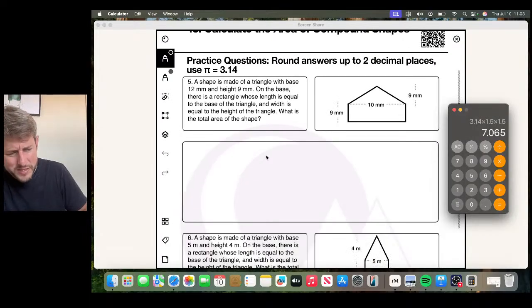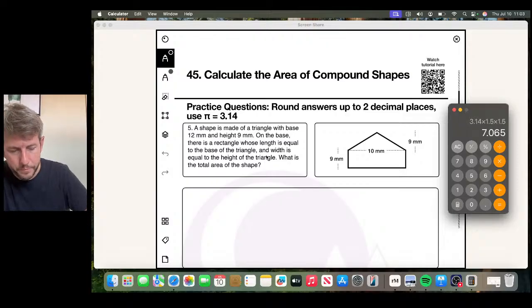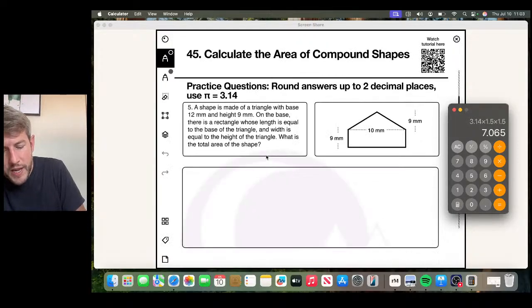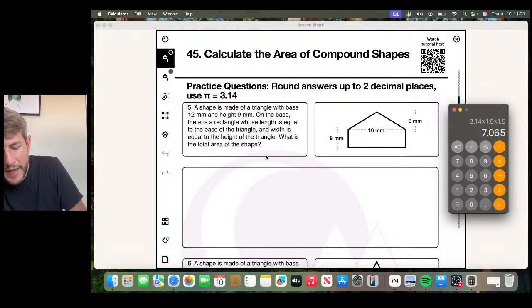Let's do up to question 5 and then we will mark these. Actually, I'll do up to question 6 just because there's 2 on here. Okay, so question 5 we've got here. A shape is made of a triangle with base 12 millimeters and height 9 millimeters. On the base there is a rectangle whose length is equal to the base of the triangle and the width is equal to the height of the triangle. What is the total area of the shape?